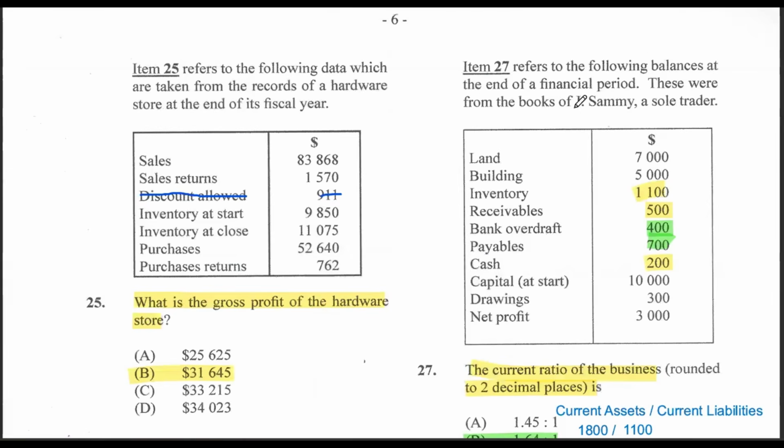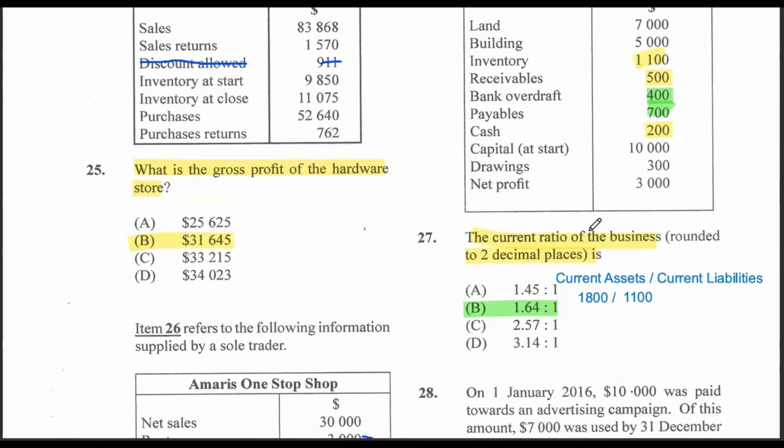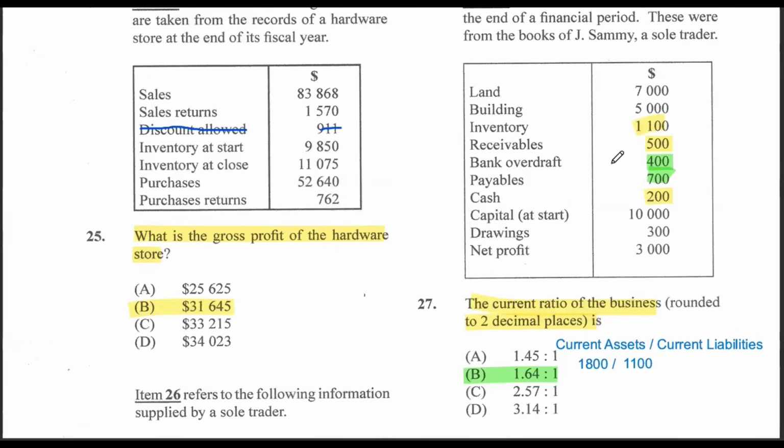Question 27, we have some data to work with. Books of J. Sami. They're asking us the current ratio. Current ratio, as we all know, is current assets divided by current liabilities. So let's look at your data. Let's get those current assets.